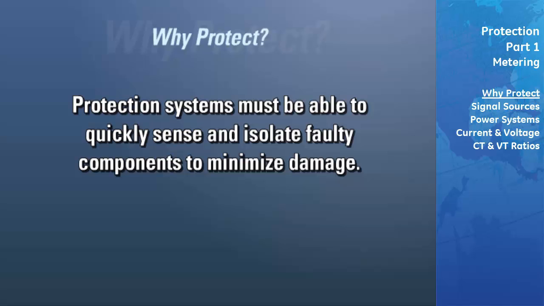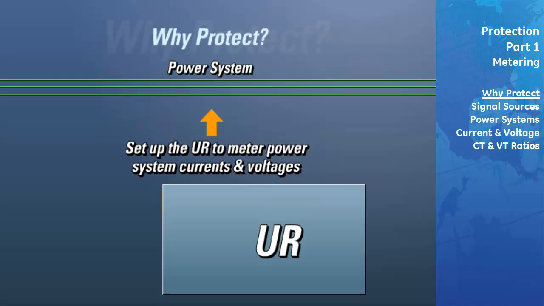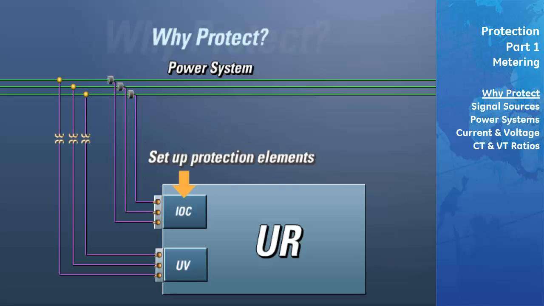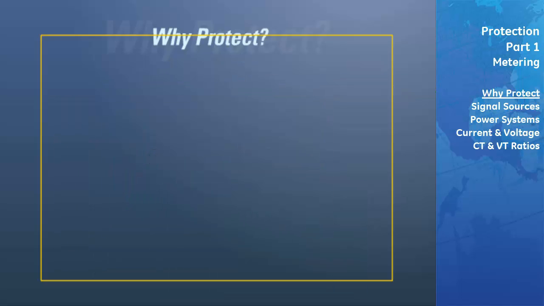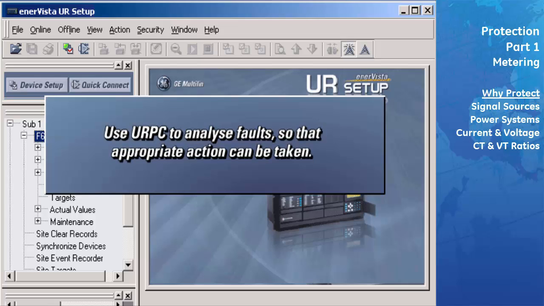In the following sections, we will show you how to set up the universal relay to meter currents and voltages from a power system, and then set up protection elements to properly clear any faults that occur. We will then show you how to use the universal relay and the URPC software to analyze any faults that occurred, so that appropriate action can be taken to reset the power system devices.